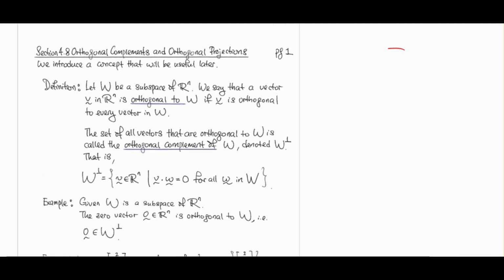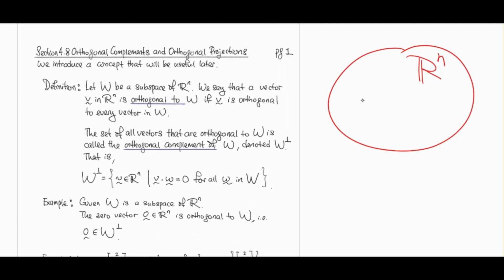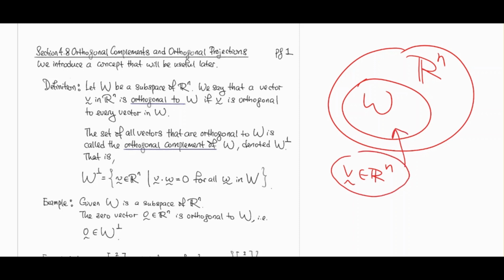For that, let's look at the definitions. All right, so let's look at this definition here. We have Rn, and we have a subspace W of Rn. These are all fixed and given. And what does it mean for a vector V in Rn to be orthogonal to this vector space W? We say that this vector V is orthogonal to this vector space W if and only if this vector V is orthogonal to every vector from W. So we want the dot product to be equal to 0 for all w in this vector space W.